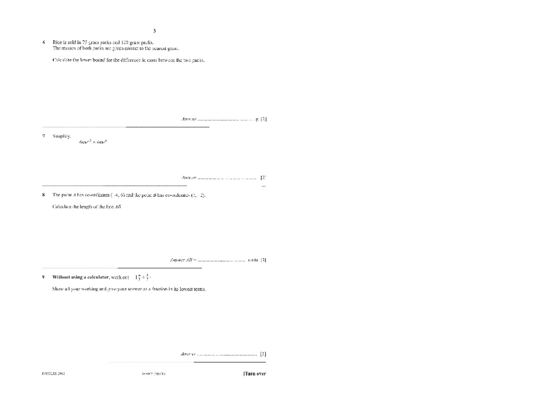So here we are again, a couple of questions, second page, and let's start straight away. It says rice is sold in 75 gram packs and 120 gram packs, and the masses of both packs are given correct to the nearest gram. Okay, so they have been rounded, they're not exact. Calculate the lower bound for the difference in mass between the two packs. So what is the smallest possible difference between the mass of the two packs?